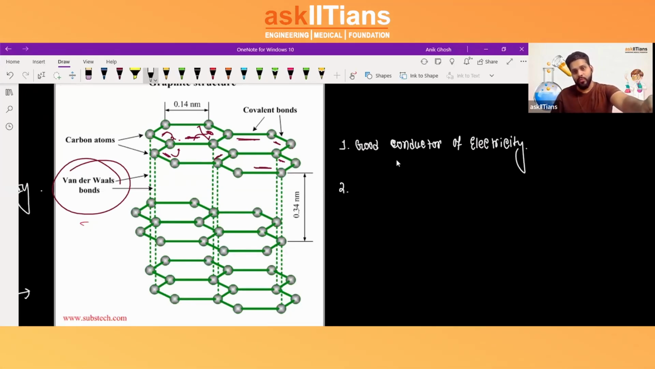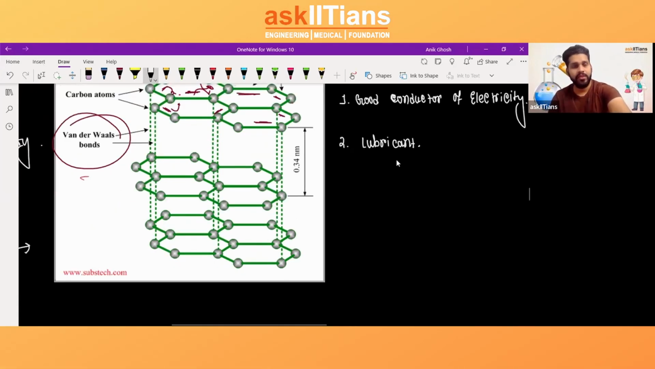This is also used as a lubricant, guys. In automobiles and in some other places, whenever you need a lubricant, you can use it, because this sheet-like structure is movable. It's just a mere van der Waals force now. That's not powerful, so the sheets can move over each other. That is what gives them a lubricating functionality. Okay, so that is the part about it.